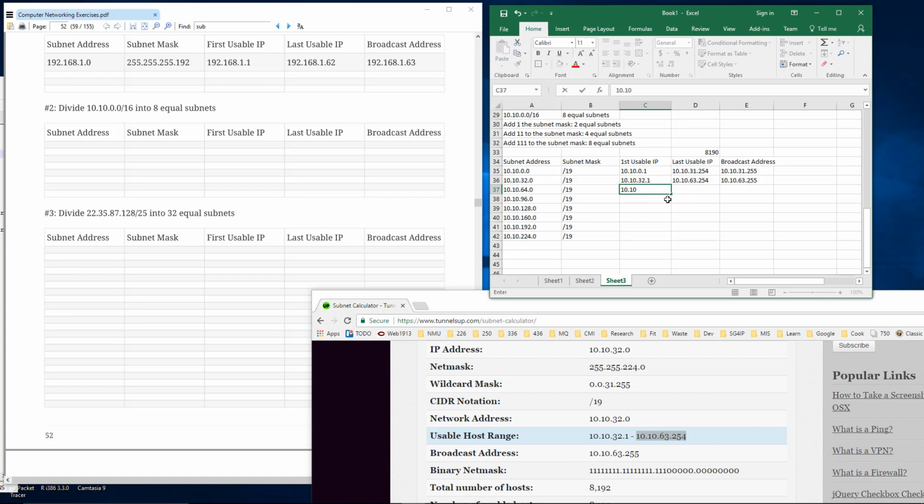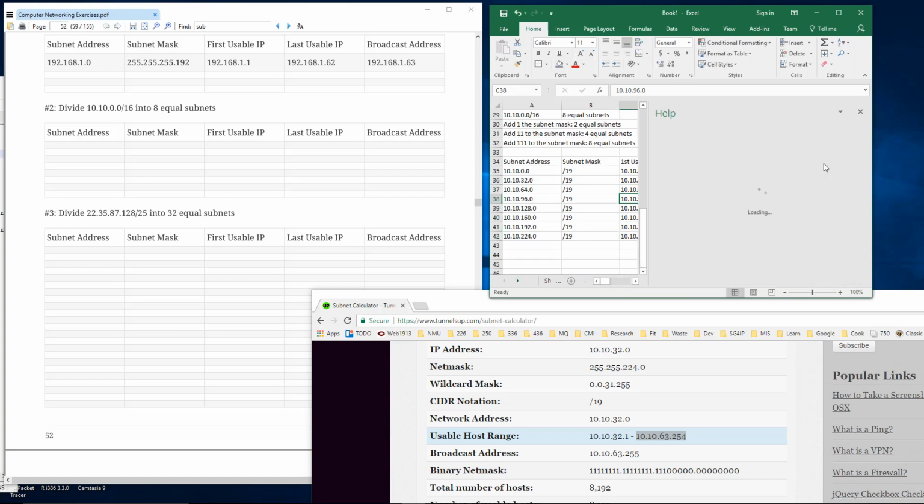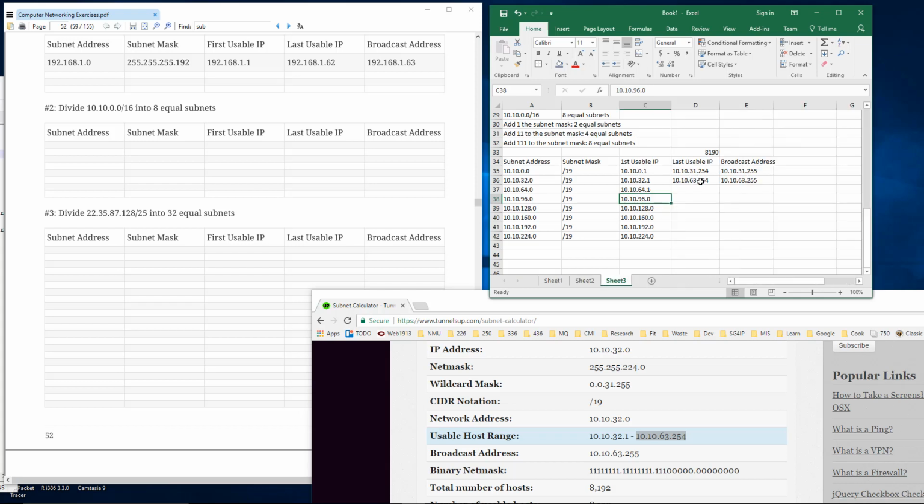Now here for my first usable IP, I'm just going to add 1 from the subnet address. But if you want to be super lazy, not great practice, but copy and paste. Oh, whoops. Hit the F1 key. I don't need your help, Excel. I'm just going to change all those zeros to ones. So pretty, right? There we go.